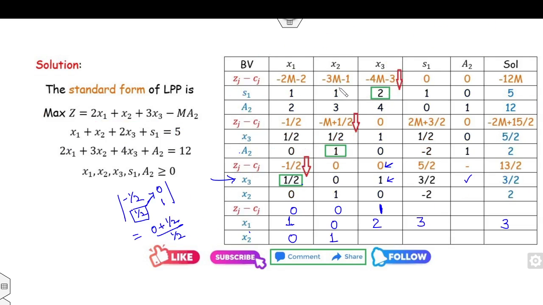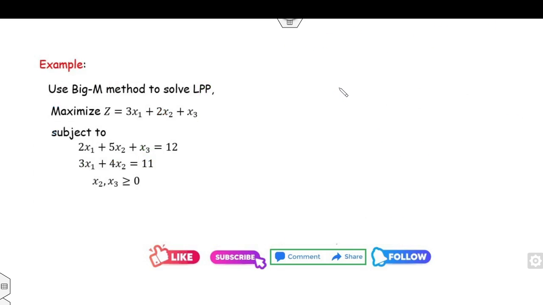Okay, look at the last example. I hope you understand this in the easiest way. Now, the last example for you. If you look at this, is the big M method applicable or not? Definitely applicable, because the constraints have equality signs.